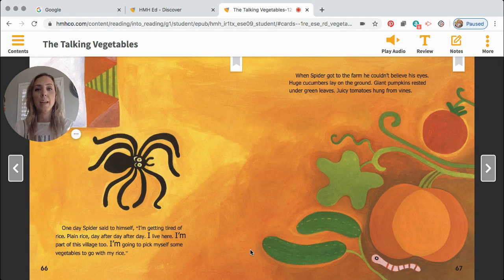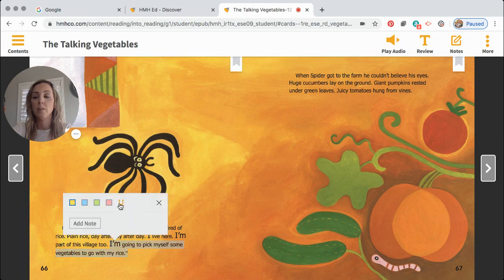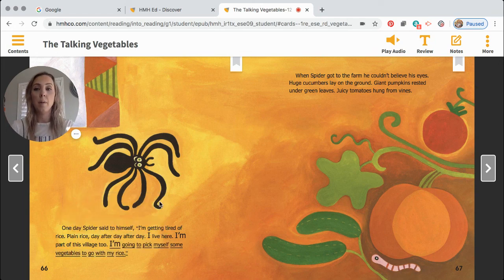So what did Spider decide to do? I want you to take your pencil, your highlighter, and on page 66, I want you to highlight or underline, what did he decide to do? What did Spider decide to do one day? So you should have underlined this sentence where he tells us that he's going to pick himself some vegetables to go with his rice, right? So I could underline or I could highlight where he tells us that he's going to go to the farm and he's going to pick himself some vegetables, right?